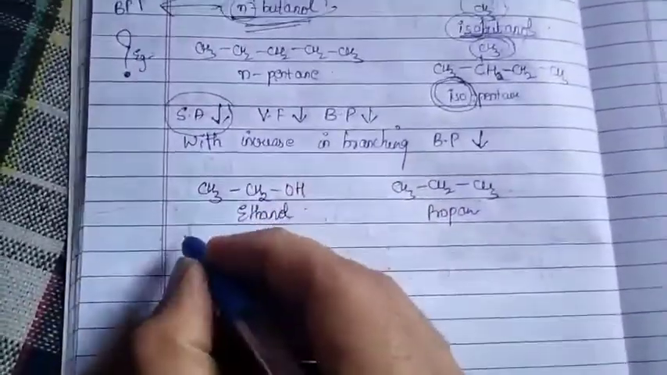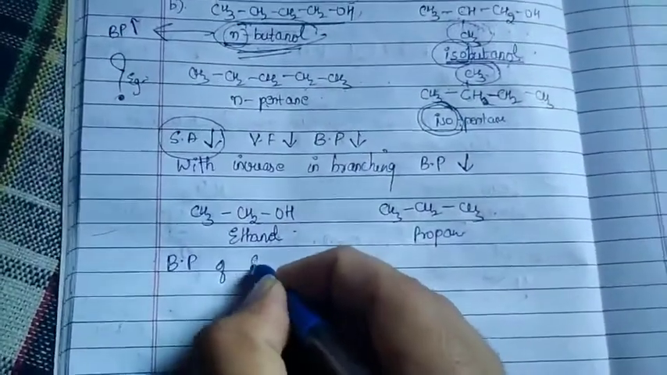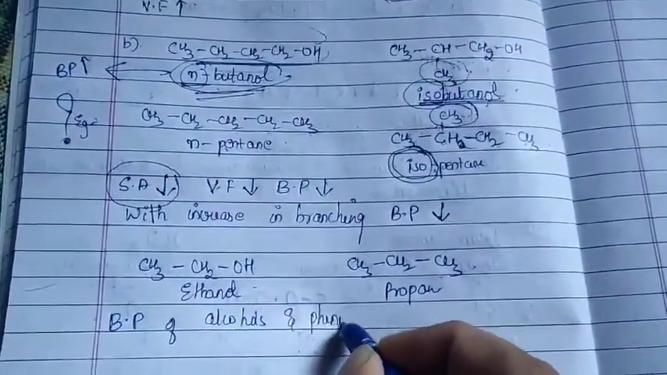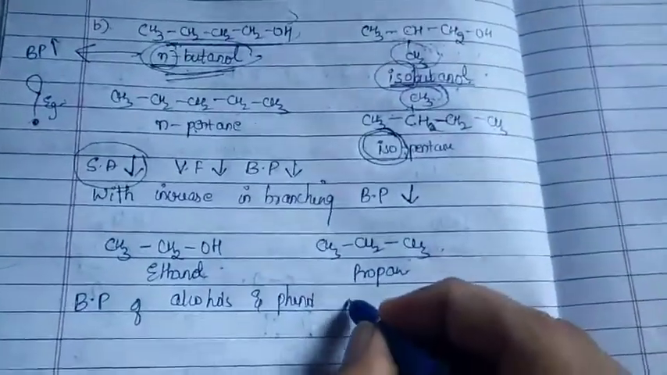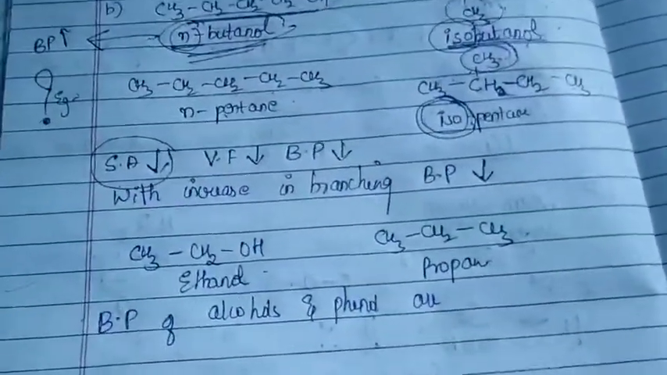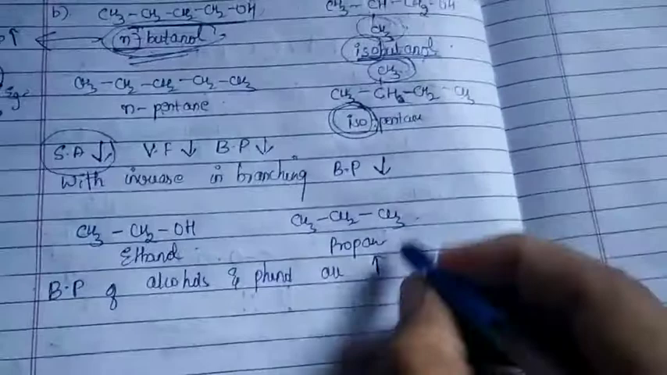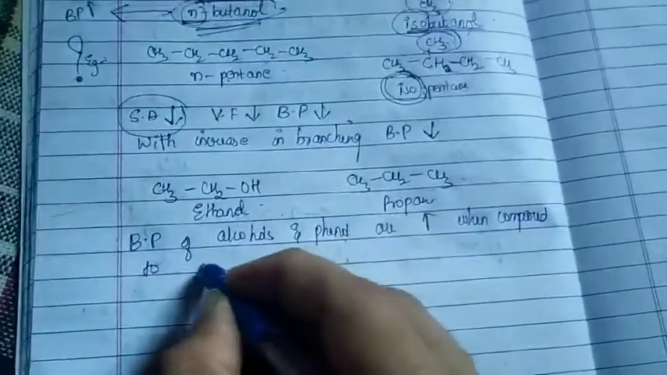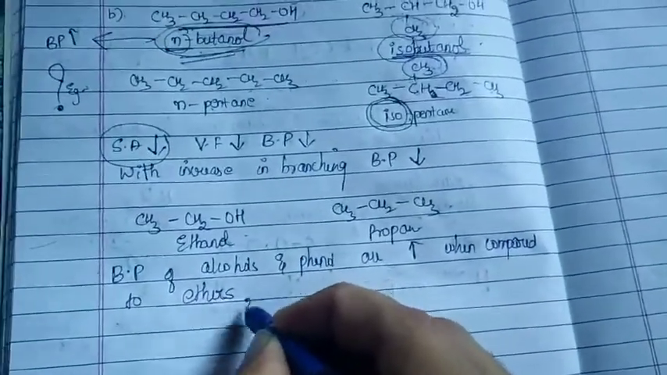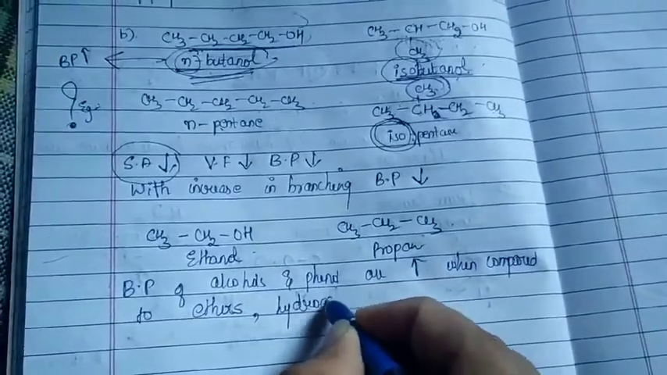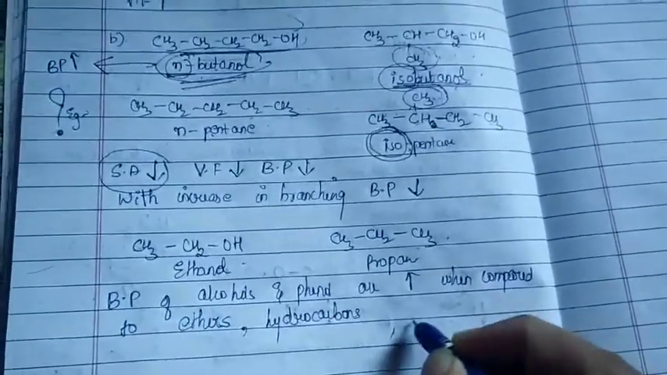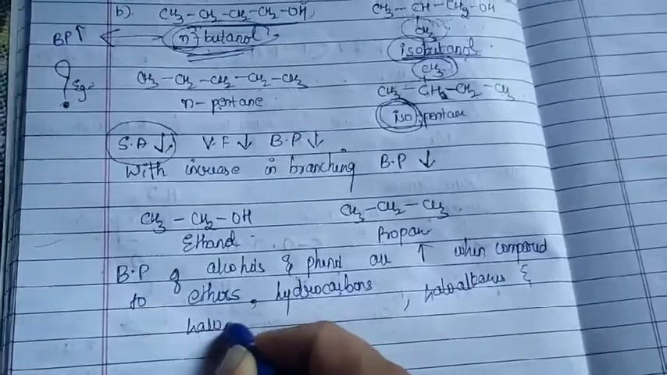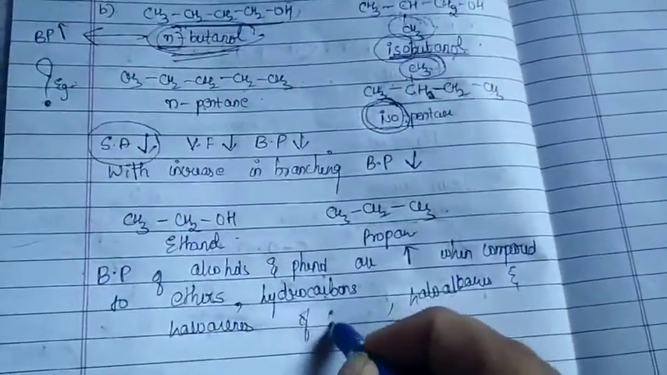Remember, it is a universal truth. The boiling points of alcohols, and also phenols, are always higher when compared to ethers, hydrocarbons, or haloalkanes and haloarenes of comparable molecular mass.